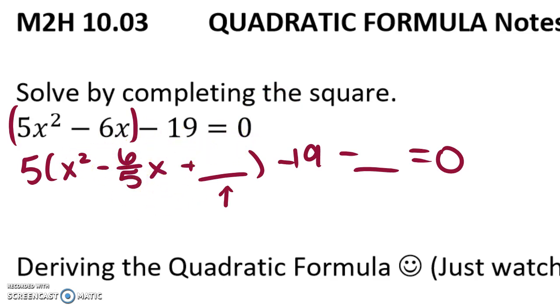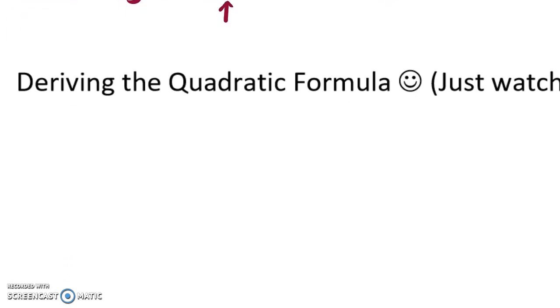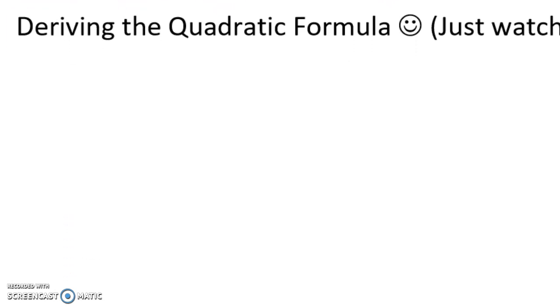So let's derive, or come up with, how the quadratic formula came to be. You start with a quadratic in standard form: ax squared plus bx plus c equals 0. When you're solving quadratics, just like if you were to factor this, it has to be equal to 0.